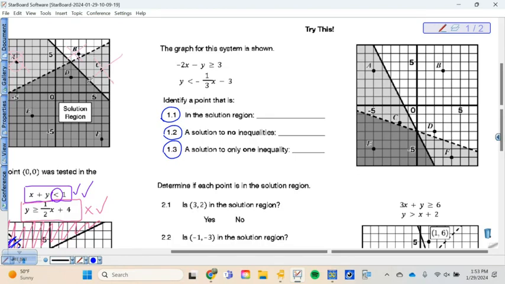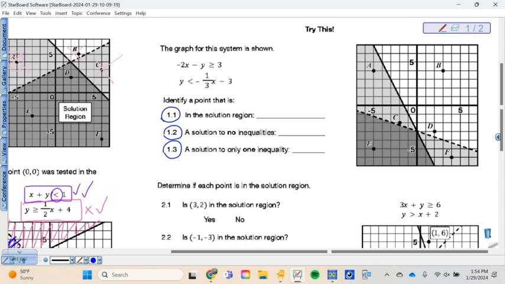B and B. Wait, that looks like a D. 1 to 2.4.